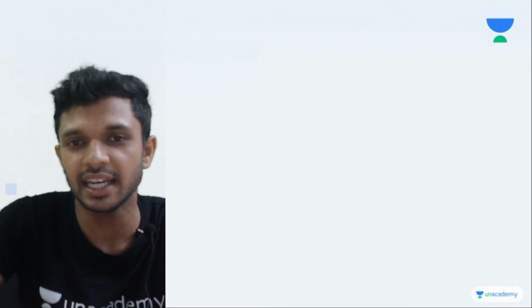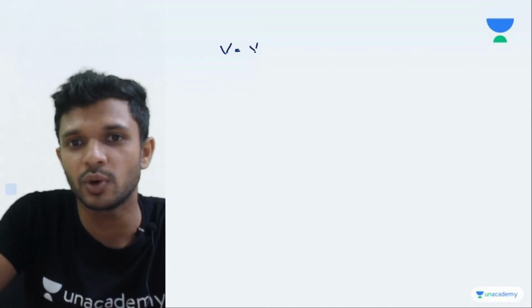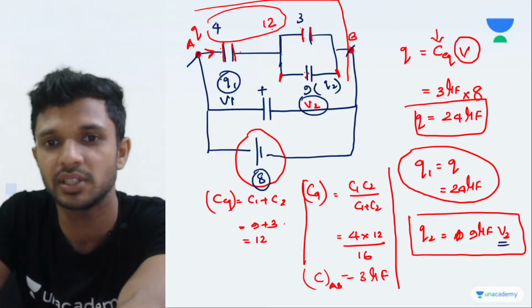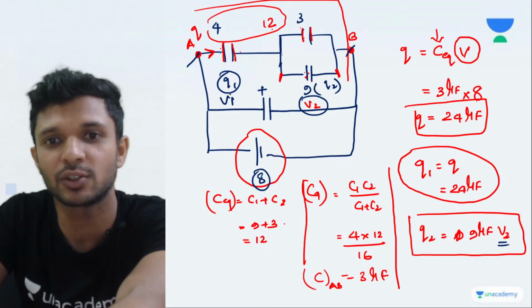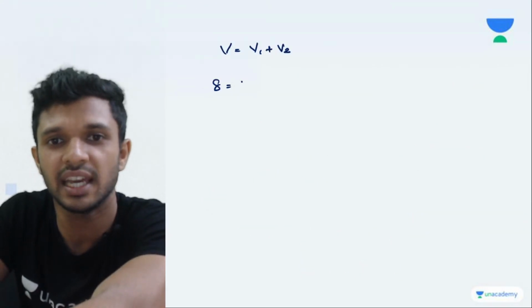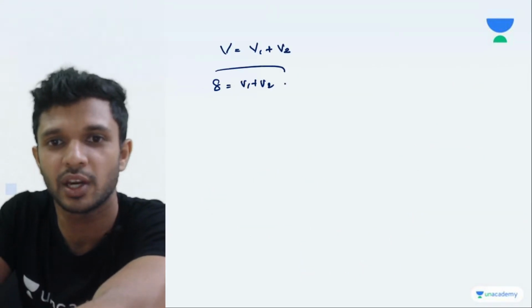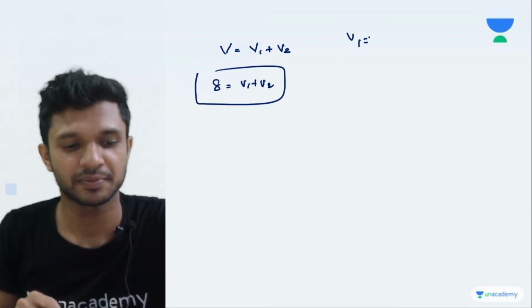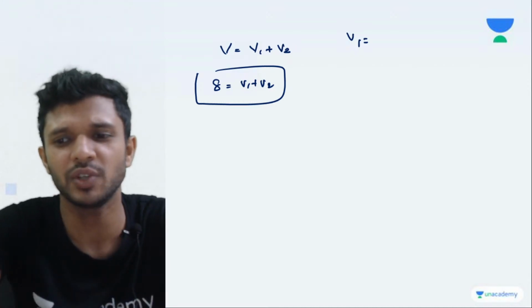If you want, we can write the total potential V equal to V1 plus V2. Total potential is equal to how much? It's given as 8, as you can see. Total potential 8 is equal to V1 plus V2. Okay. V2 can be found out if you have V1. Any method by which we can find out V1?